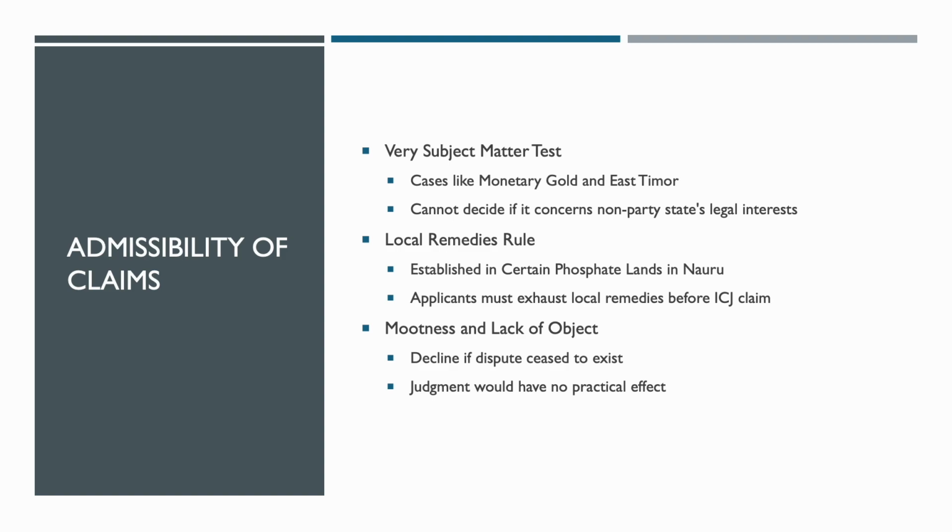It's established in cases like Certain Phosphate Lands in Nauru. Applicants must exhaust local remedies before bringing a claim to the ICJ, particularly in cases involving diplomatic protection. And also mootness and lack of object. The court may decline to hear a case if the dispute has ceased to exist or if a judgment would have no practical effect.